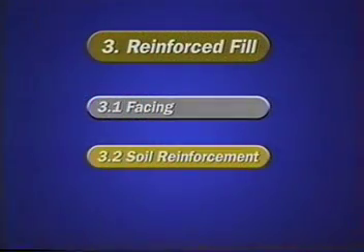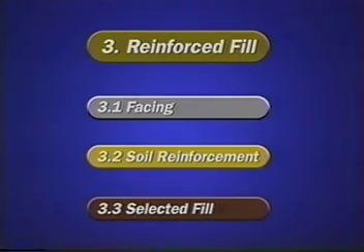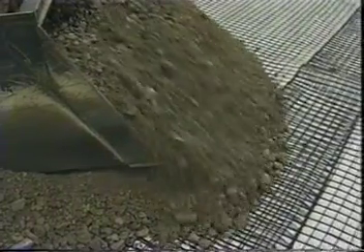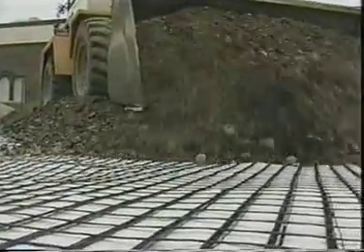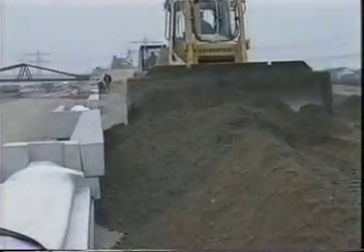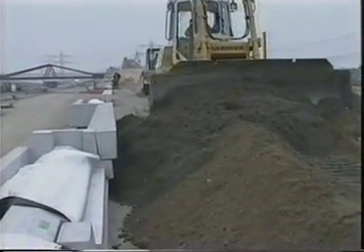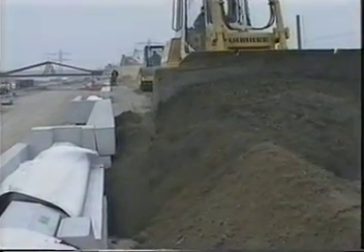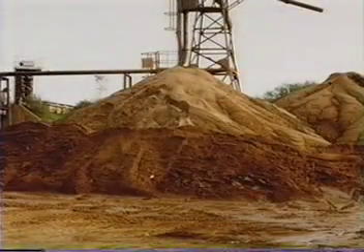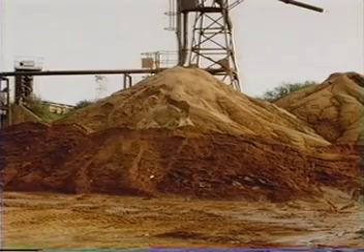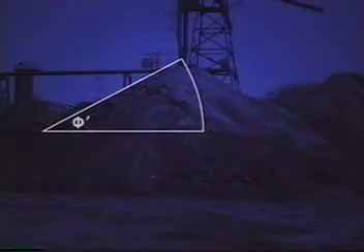So far, we have considered the first two components of reinforced fill, facings and soil reinforcement. The third is a selected fill. Reinforcement, polymeric or metallic, is buried in selected fill. For walls or steep slopes, a higher quality fill will be used in the reinforced zone than in the restrained reinforced mass.